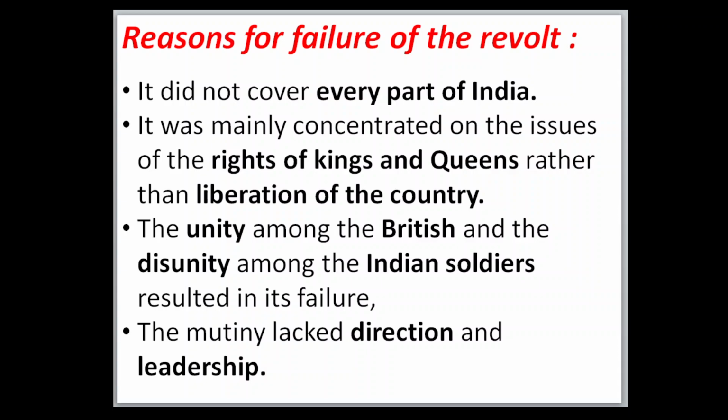Then the fourth one is that the mutiny lacked direction and leadership. The Britishers had the leadership and the direction. But here we didn't have proper leadership and direction. For example, in Lucknow someone is the leader, in Barrackpore someone else is the leader, in Jhansi it is Rani of Jhansi, and in Kanpur it is Nana Sahib. Like that, among Indians there was no proper leader and no direction also.